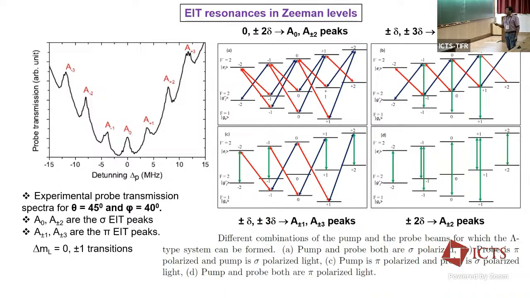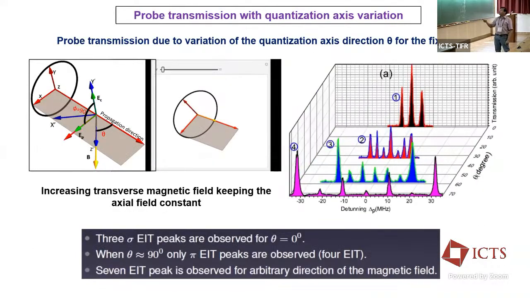But then the question is, what will happen if I change my magnetic field in the plane of polarization? Will I get all 7 of them? That's what we did here. We tried to see the probe transmission while we vary the quantization axis. So the direction of theta, that is this theta angle, is changed while phi is 0. Therefore the polarizations of the pump and the probe beams are linear and perpendicular to each other, but we only change the magnetic field.